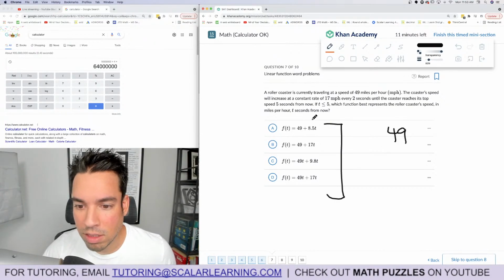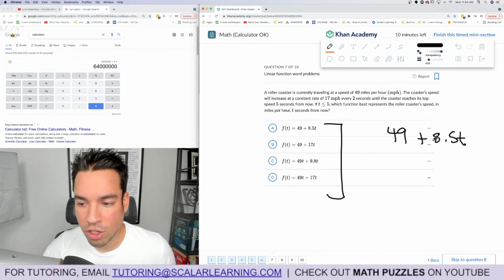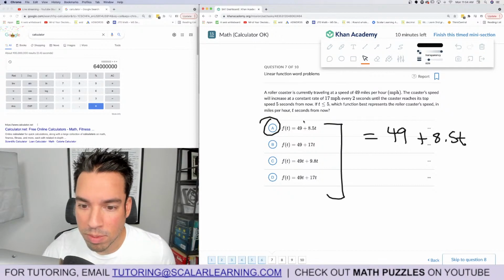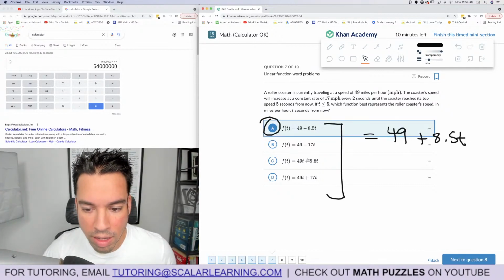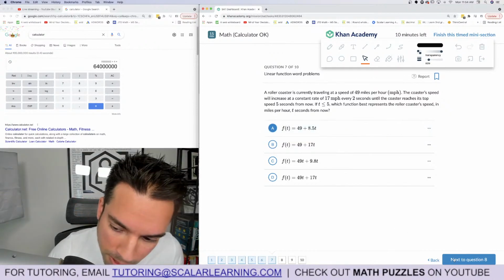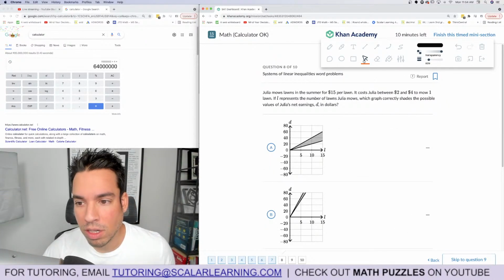And if t is t seconds. So instead of 17, I'm going to say divided by 2, it's 8.5 miles per hour every 1 second until it reaches its top speed. And we're just going for t less than or equal to 5. This is the linear equation, right? 49, and then every second that passes, it's increasing by 8.5. That's the slope. A is the winner. Boom, done. Again, I'm not trying to look at the options and ask which one works. I'm just making it myself, and I love that strategy: make your own equation, then compare it.